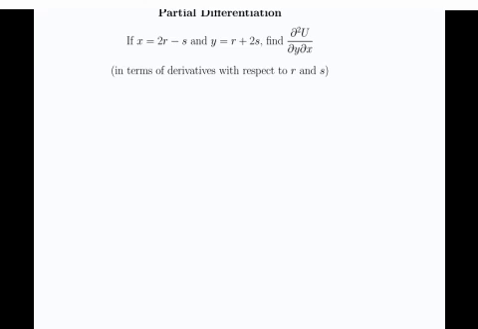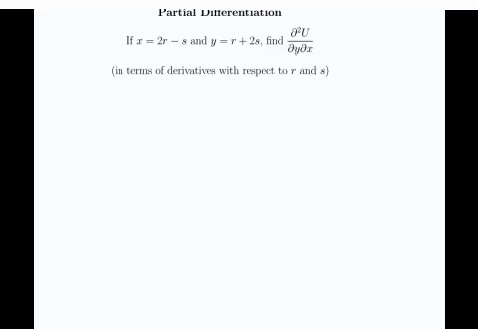In this screencast, I'm going to look at this problem here. Given that x is 2r minus s and y is r plus 2s, in other words, x and y are both given functions of r and s, I'm asked to find the second partial derivative, partial d2u by dy dx, where capital U is a function of x and y.